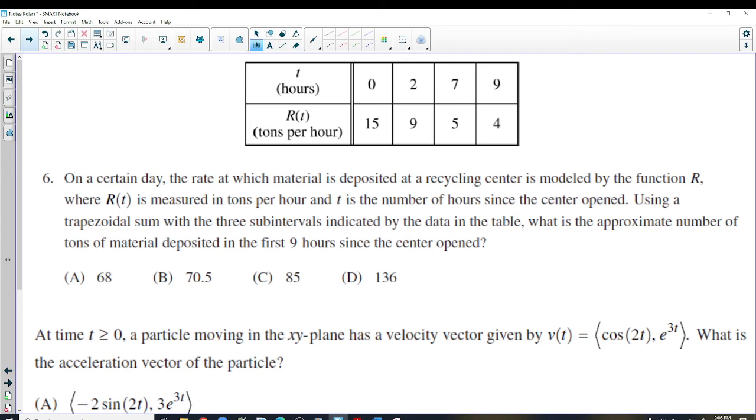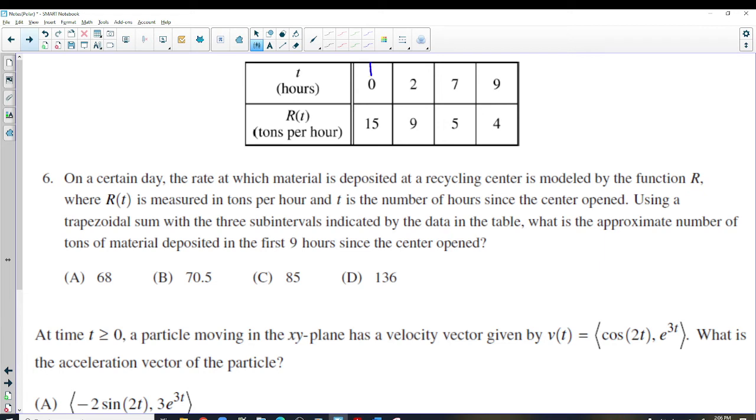Other things that I grabbed out of multiple choice. We've done Riemann sums. We've done left Riemann sums, and we've done right. We had it on a quiz, and it turns out you guys are pretty good at that. So let's do a trapezoidal rule. On a certain day, the rate at which material is deposited at a recycling center is modeled by the function R, where R of t is measured in tons per hour, and t is the number of hours since the center opened. Using a trapezoidal sum with the 3 subintervals indicated by the data in the table, what is the approximate number of tons of material deposited in the first 9 hours since the center opened?